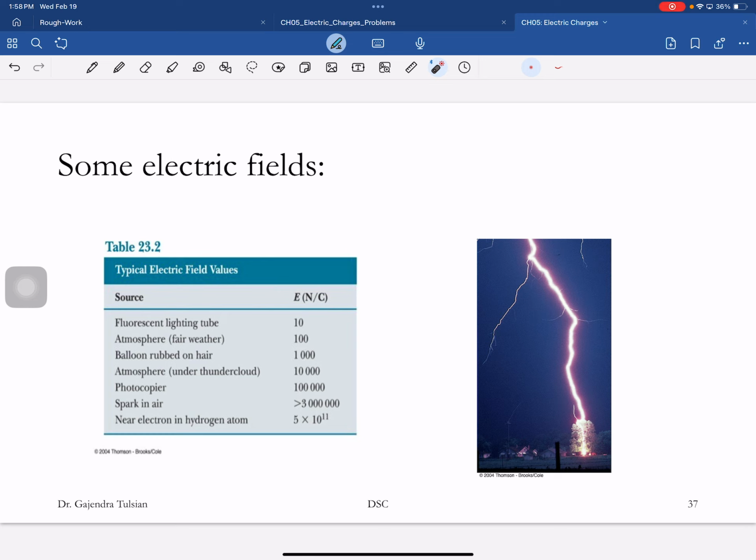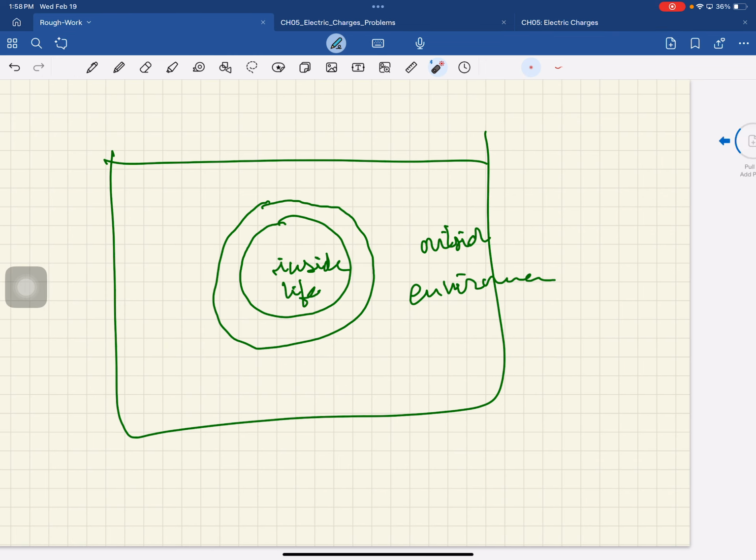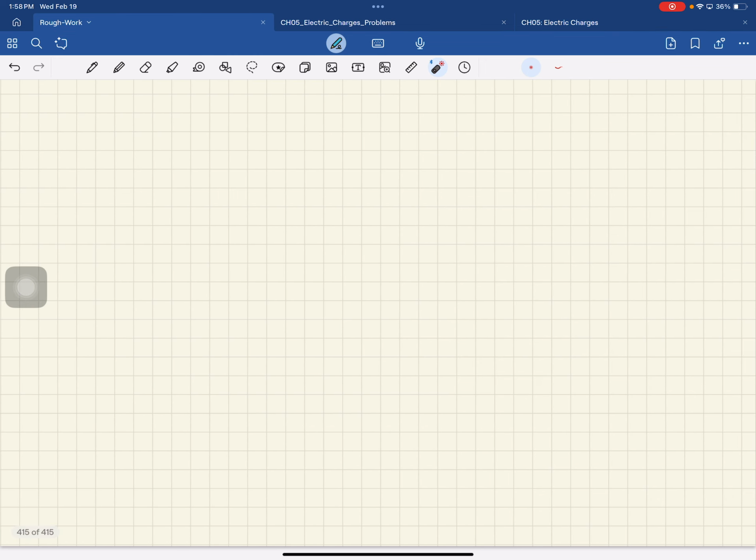All right, since you're in a physics class, you want to understand what is happening. So here are air molecules.